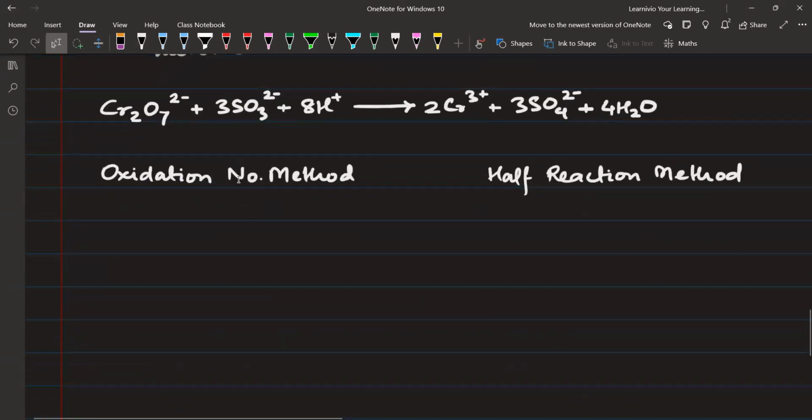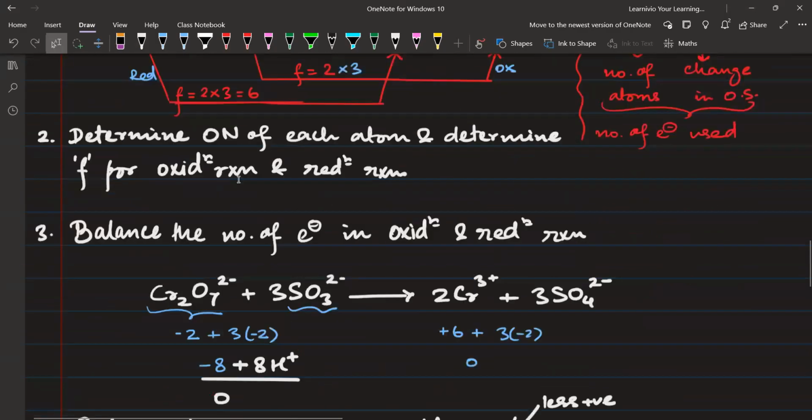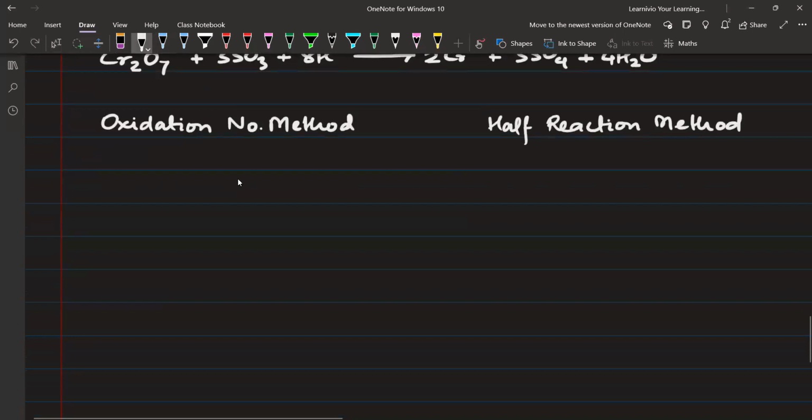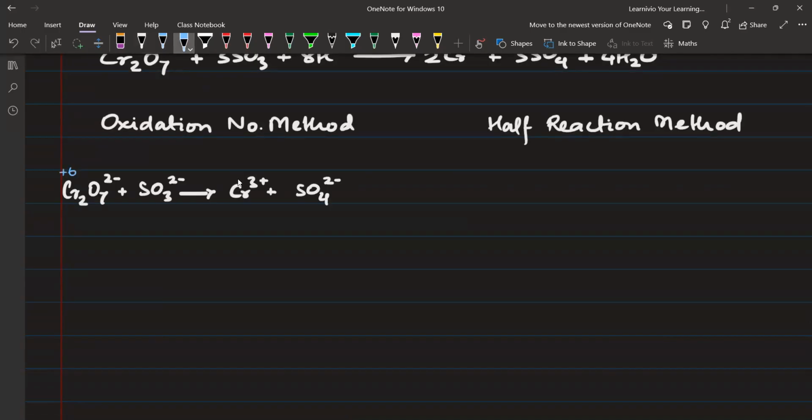Now, in the case of half reaction method, for example, let me take this reaction as an example. Here we have Cr2O7 2 negative plus SO3 2 negative gives Cr3 positive plus SO4 2 negative. Now, in this case, I calculated the oxidation numbers, for example, like plus 6 and plus 3 and plus 4 and plus 6.